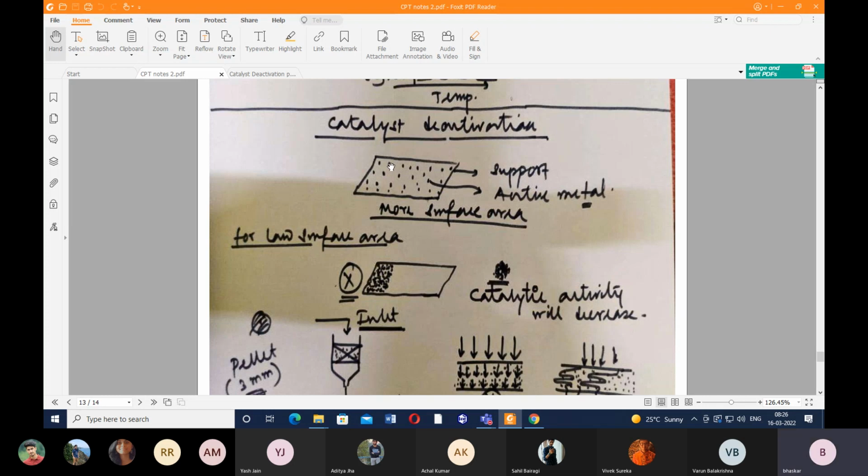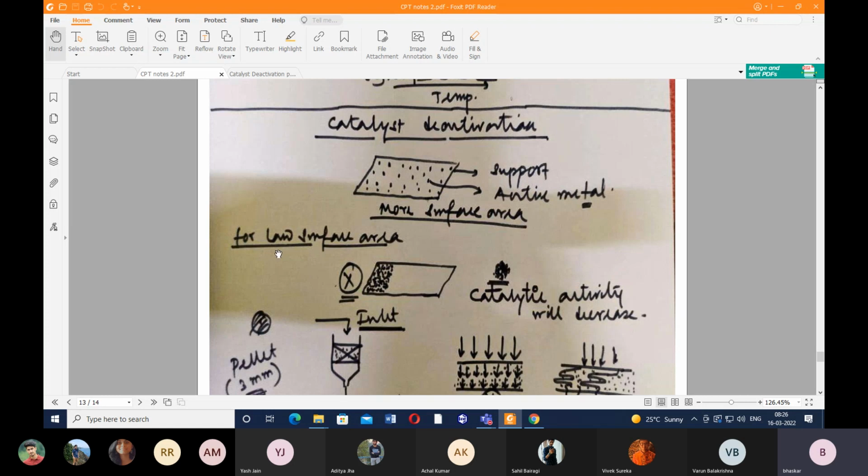So that means there won't be any diffusion limitation. However, in this case, we have got diffusion limitations, right? We don't have much space for the carbon dioxide molecule to come in contact with each and every active metal here, right? So as a result, the catalytic activity will decrease. Okay, so this is not the ideal situation.